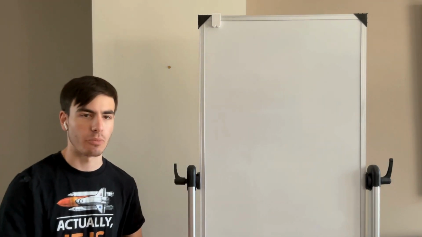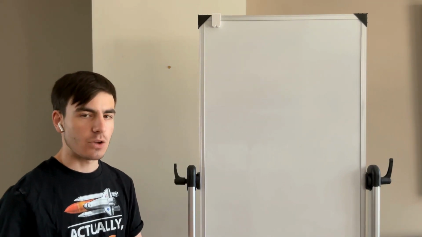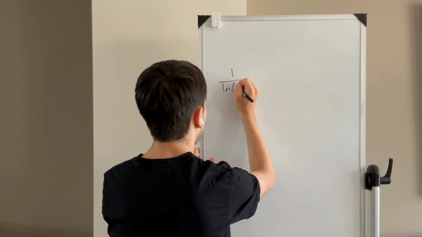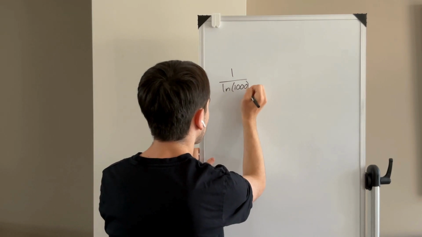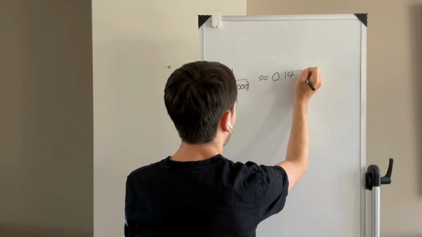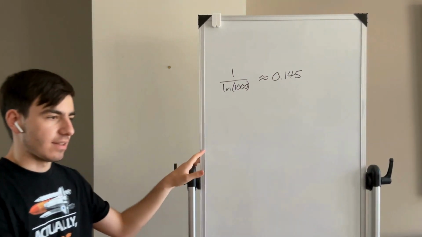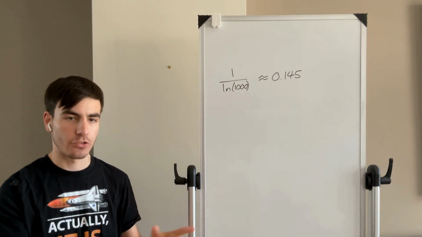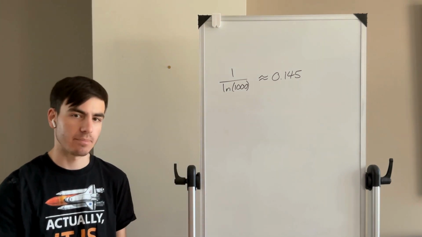So that's an important point right there. If we take n equal to 1,000, 1 over log 1,000 is about 0.145. So what this means is that about 14.5% of numbers around 1,000 are prime.